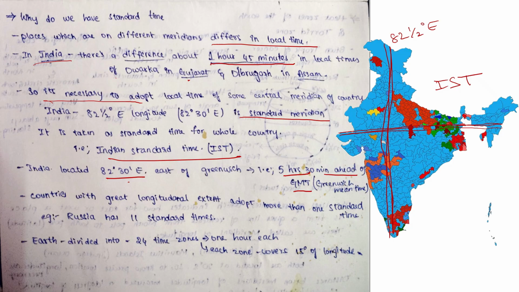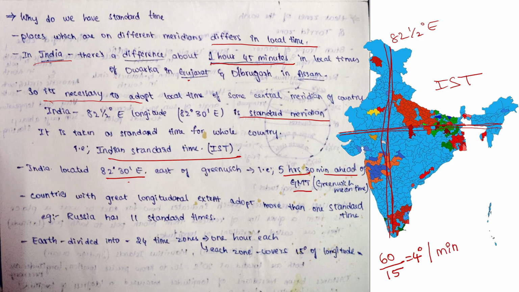To calculate this, I will tell you a simple calculation. We all know Earth rotates 360 degrees in 24 hours. If we divide 360 by 24, we get 15 degrees per hour, meaning Earth rotates 15 degrees per hour. In 1 hour there are 60 minutes, so if we divide 60 minutes by 15 degrees, we get 1 degree in 4 minutes. So Earth rotates 1 degree every 4 minutes.